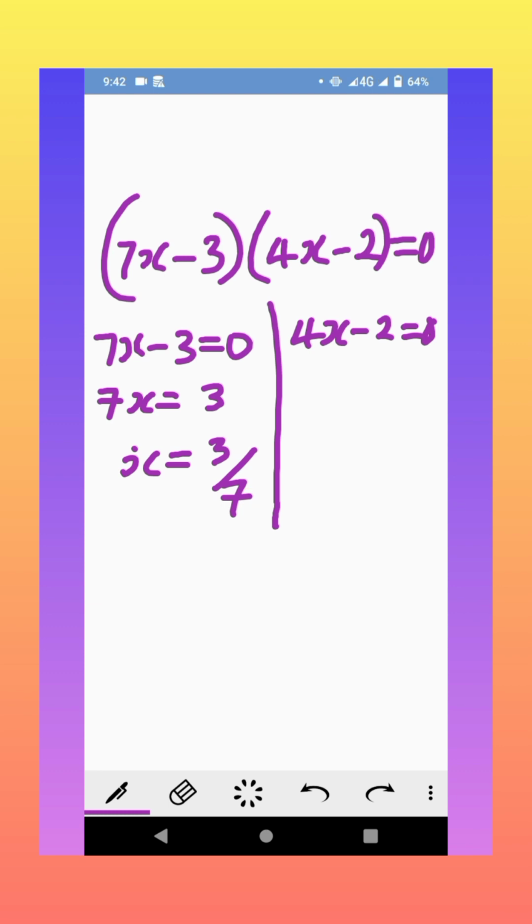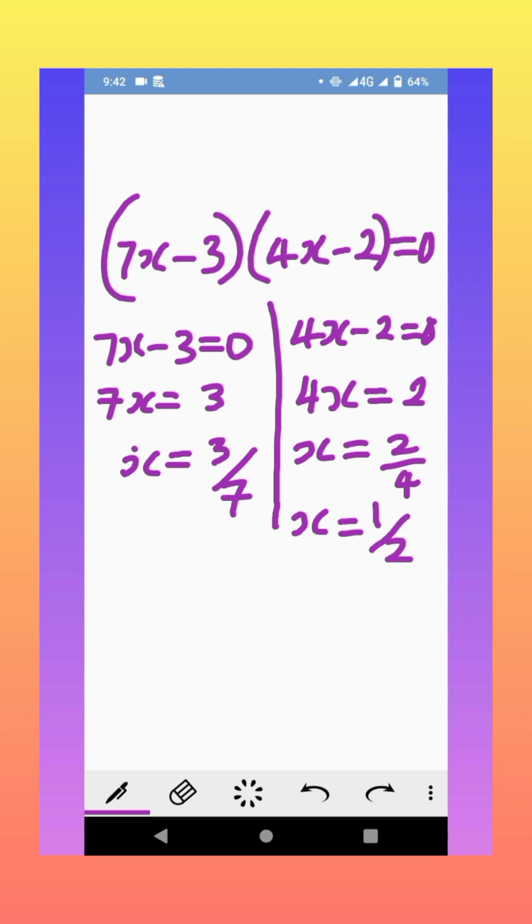Then here we have minus 2 going to the right, becomes plus 2. Then we divide both sides by 4. We have 2 over 4, which is reduced to its lowest term as 1 over 2. So these are the solutions to this given quadratic. Alright, so that is it. Just in case you don't understand, you rewind the video to get clarification.